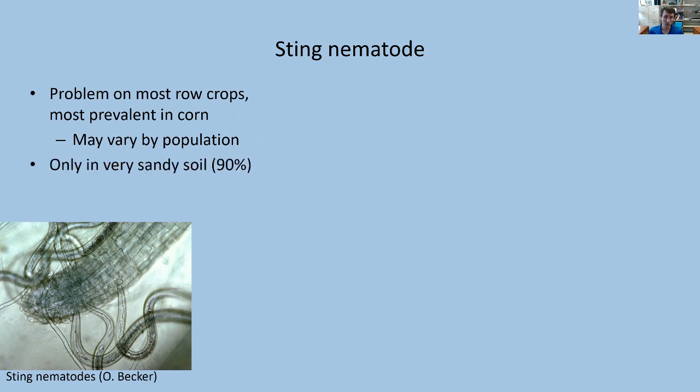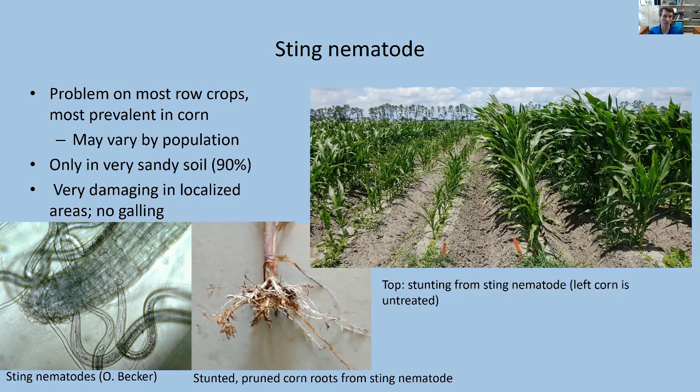It tends to be a problem in very sandy soil, which in Florida is basically all of our soils, but something like 90% sand or more is where this nematode is going to do the best. Because of that restriction to very sandy soils, it's a little bit more localized than root knot nematode, but it's very damaging where it's present.